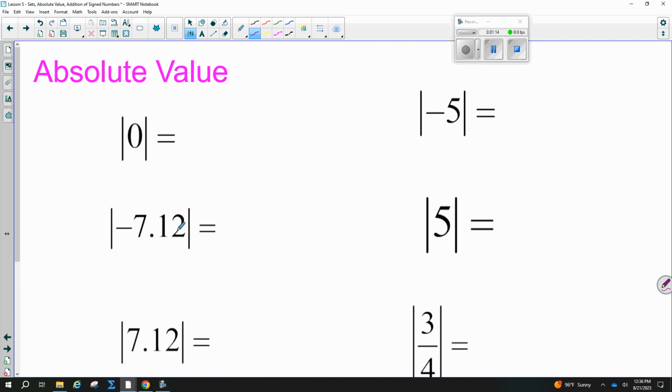So absolute value means the distance away from 0. All right, it's a distance. And when we measure distance, distances are only positive. All right, so if you were to measure your desk with a ruler, you would not get a negative distance. So absolute value means always positive. We're talking about the distance from 0. So the absolute value of 0 is, everyone? It is 0.